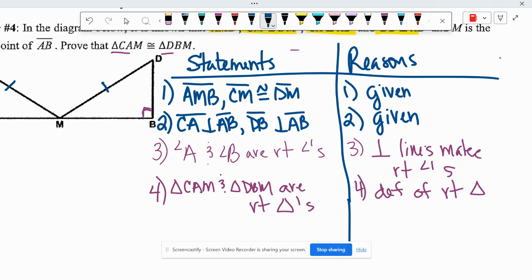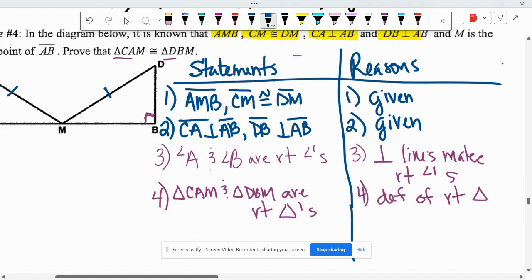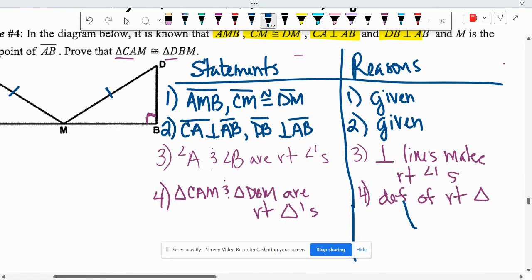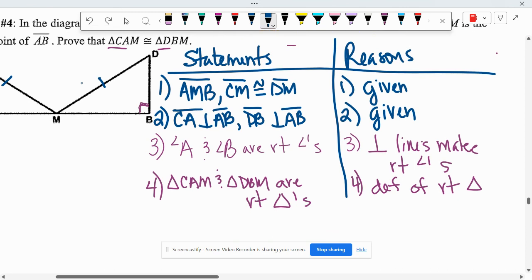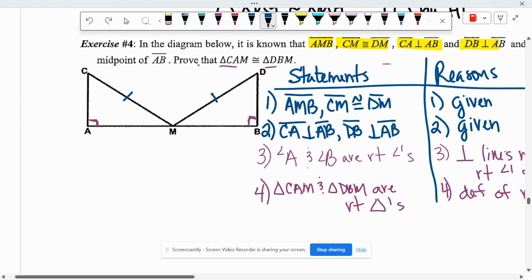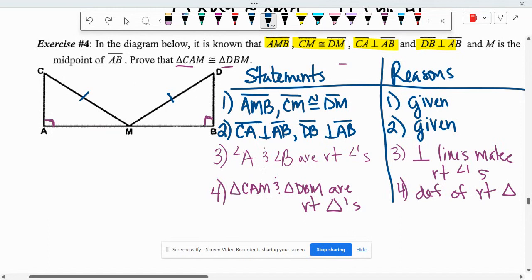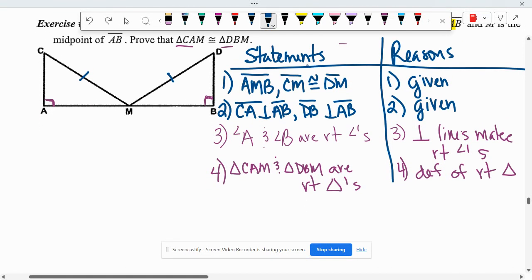Okay, so now I have two right triangles, and now when I look at my picture, I can see that I have one hypotenuse congruent to another in two right triangles. So I'm doing pretty good. I need to go back up to the top and look at my last given statement, which is that M is the midpoint of segment AB. I need to say that next.